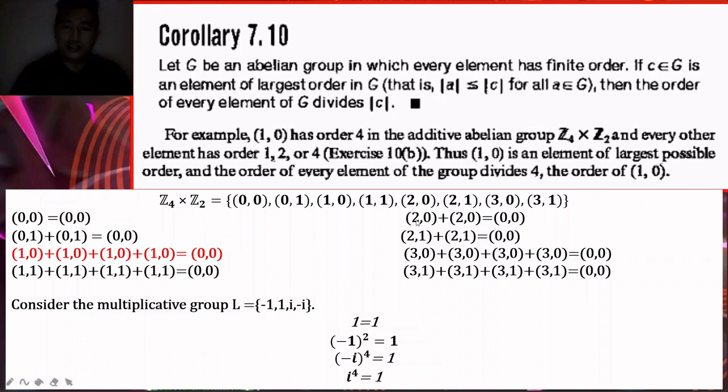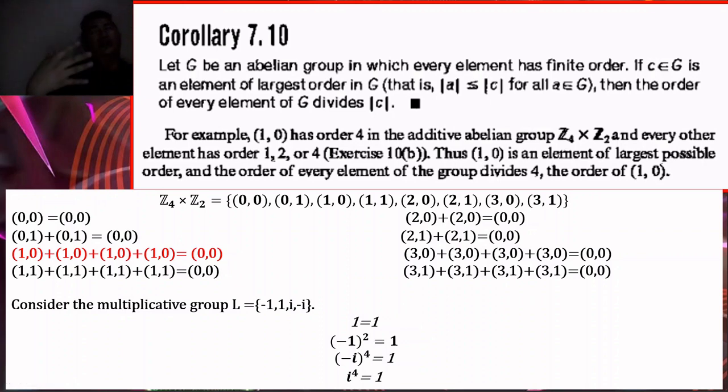Okay, so let's show that. The class of (1,0) has order 4, because adding (1,0) plus (1,0) plus (1,0) plus (1,0) gives four copies, and this becomes the identity, (0,0). The 4 is 0 in Z4, so (4,0) is equal to (0,0) in Z4 cross Z2. So meaning, its order is 4.